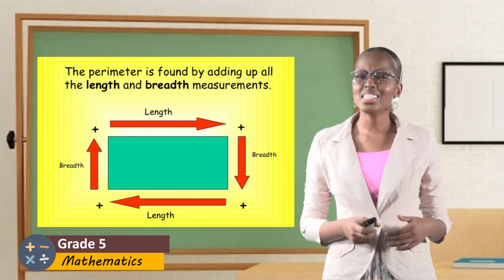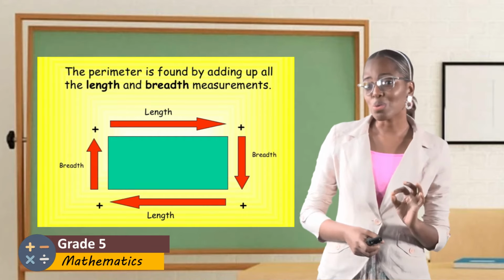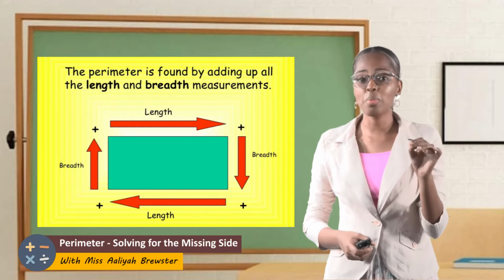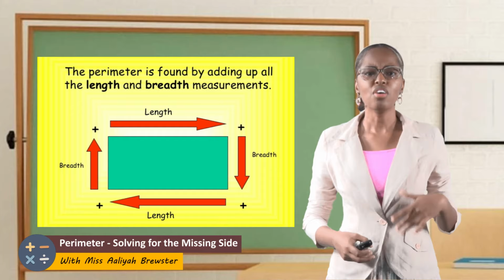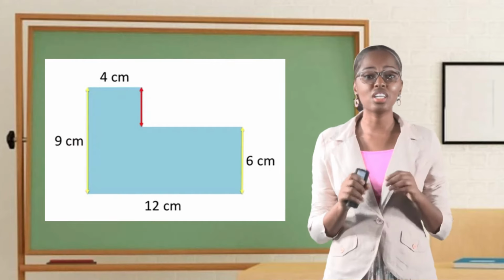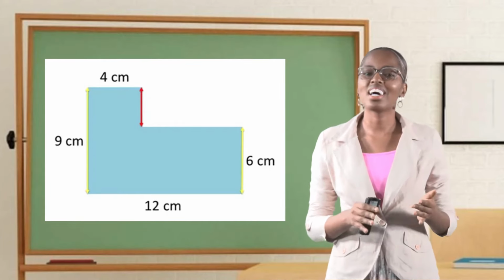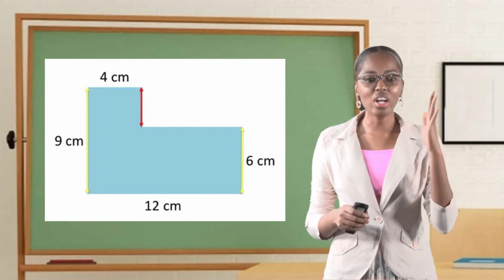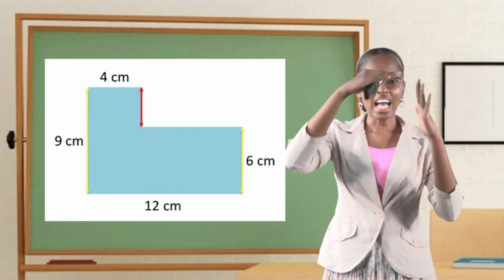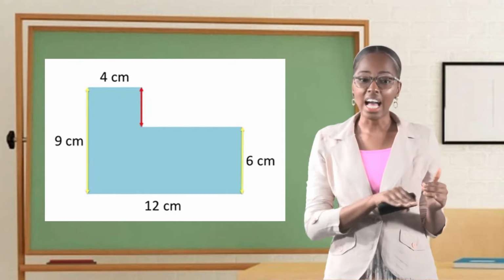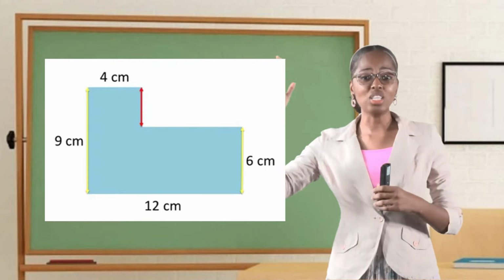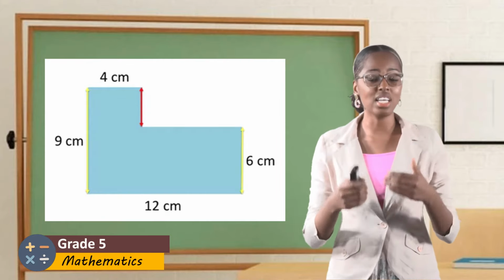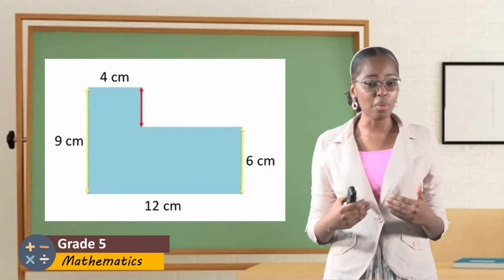However, there are instances where perhaps we're not really given the entire measurement of the shape, and we have to do some critical thinking. For example, if you look closely, there's another shape. It looks like an L again, but a funny looking shaped L. At the corner, we have 9 centimeter. At the top, we have 4 centimeter, and at the bottom, we have 12, while at the other side, we have 6 centimeter.